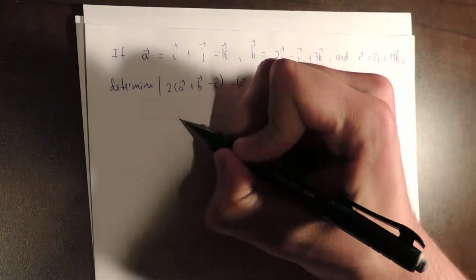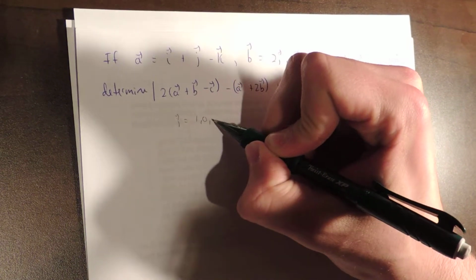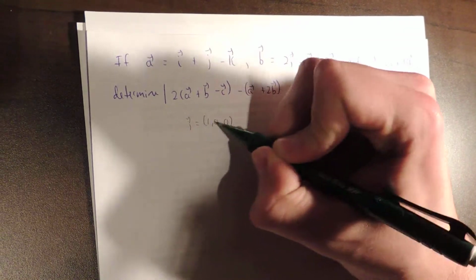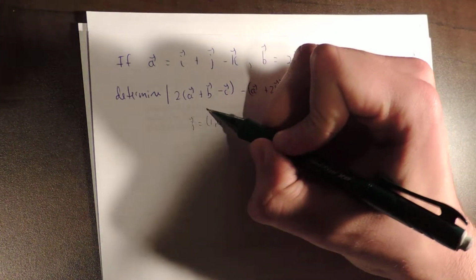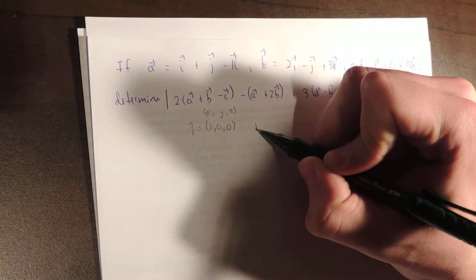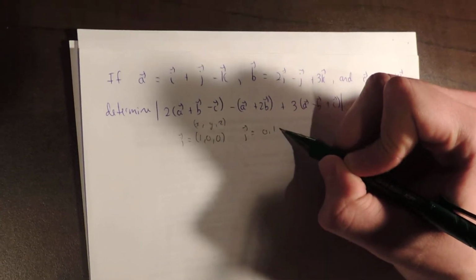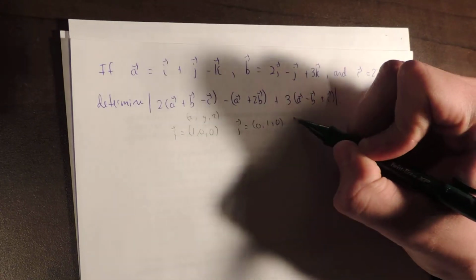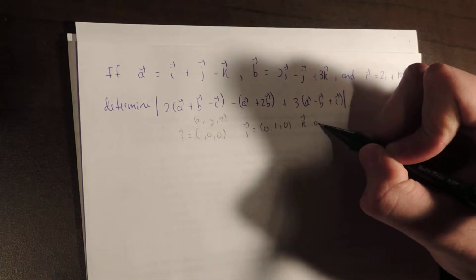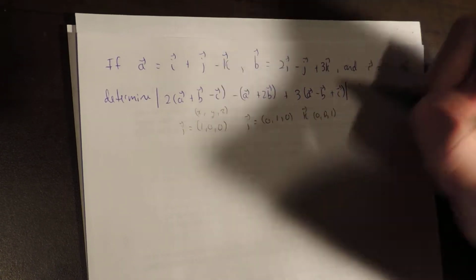So to display that, vector i equals 1, 0, 0. So a magnitude of 1 on the x-axis, and this is x, y, z. Vector j has a magnitude of 1 on the y-axis, so 0, 1, 0. And k, magnitude of 1 on the z-axis, 0, 0, and then 1.